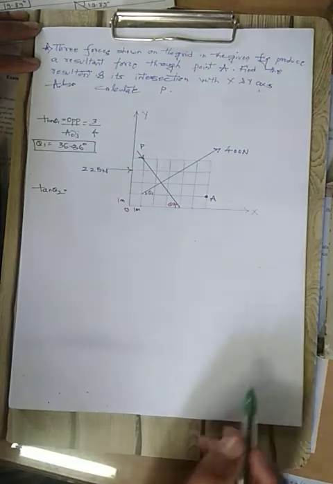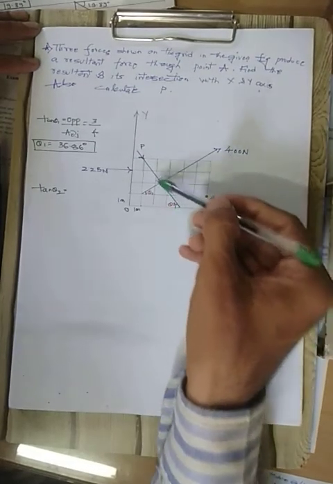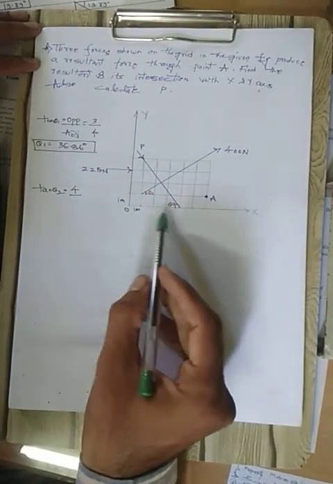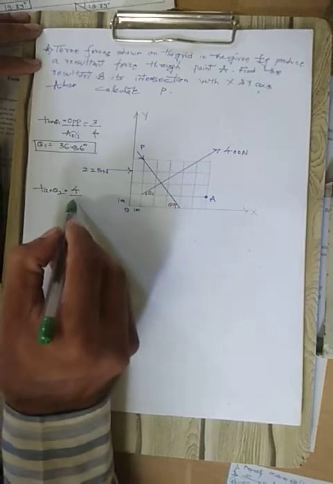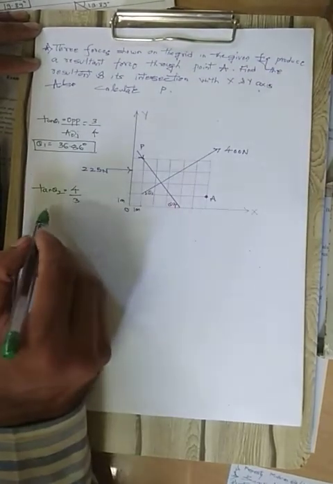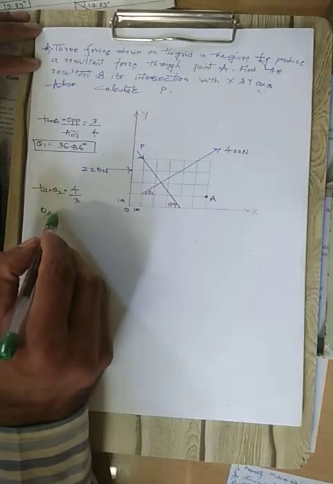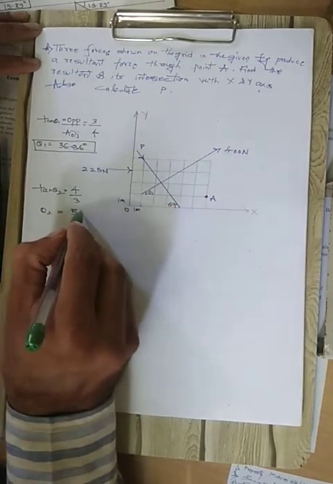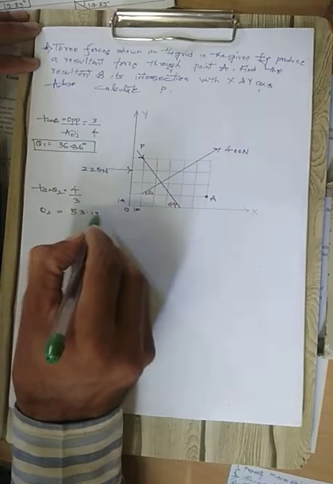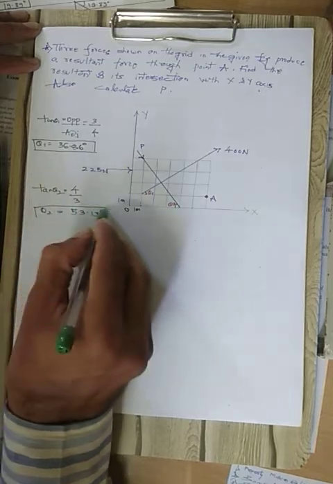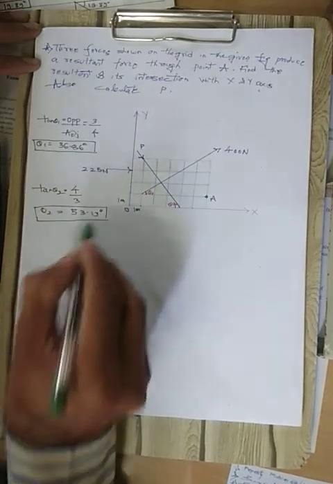Again, opposite upon adjacent. So directly opposite in this case for theta 2 is 1, 2, 3, 4. Four blocks are opposite blocks. And what about the adjacent blocks? 1, 2, 3. It is the reverse of this. Previously it was 3 by 4; in this case it is 4 by 3. So theta 2 in this case comes to 53.13 degrees.